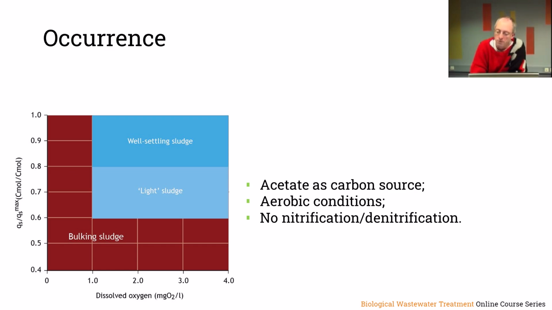And this is all, of course, for conditions where we have easily biodegradable carbon, like acetate or glucose. We have aerobic conditions and no nitrification, denitrification, because that will all further complicate the system. This is just for an easily biodegradable COD removal system, which you will quite often find in industry and in wastewater systems where the sewer is anaerobic, so there is a lot of easily biodegradable substrate present in the wastewater.